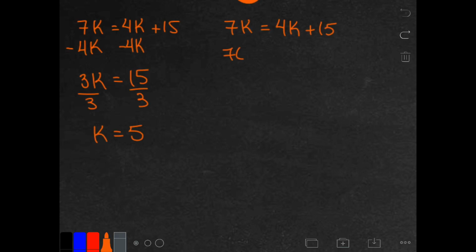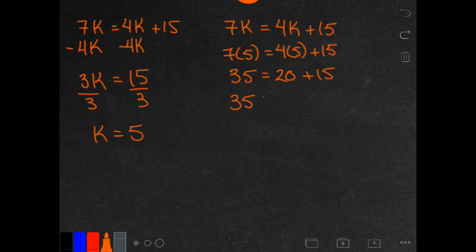So 7 times 5 equals 4 times 5 plus 15. 7 times 5 is 35. 4 times 5 is 20 plus 15, and 20 plus 15, I get 35. 35 does equal 35, so k equals 5. 5 is my solution.